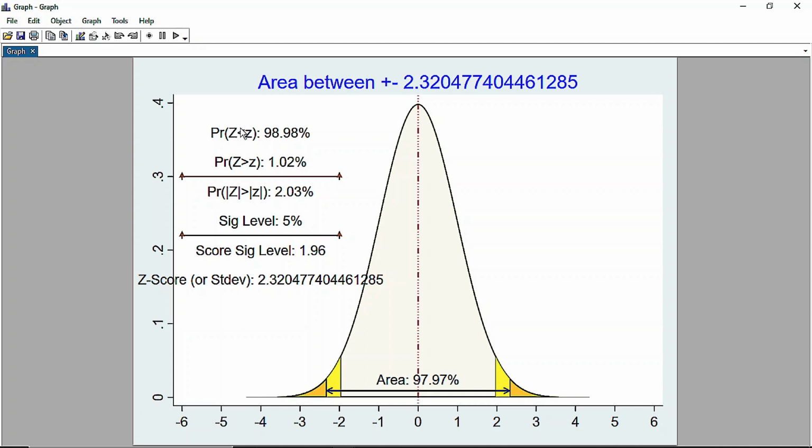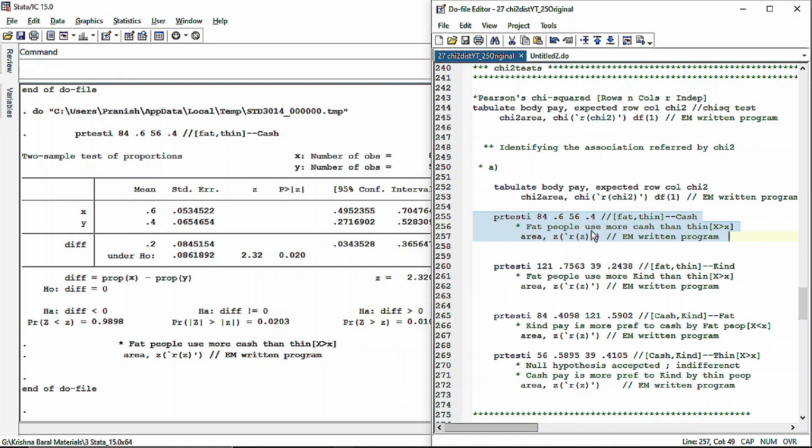While for the left tail test, we fail to reject the null in this case. So we conclude that the fat people use more cash than the thin, which is also evident over here. Here we reject the null in this case when the difference is greater than 0, only when x is greater than y, which means x is fat and y is thin. So fat people prefer cash in comparison to the thin people.